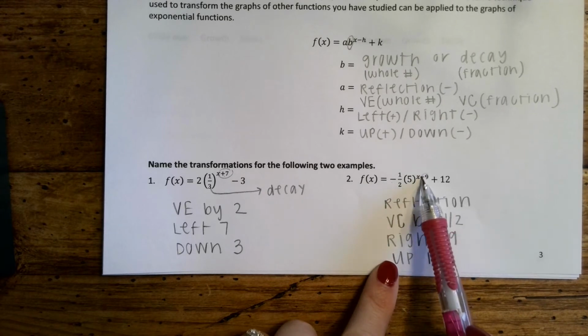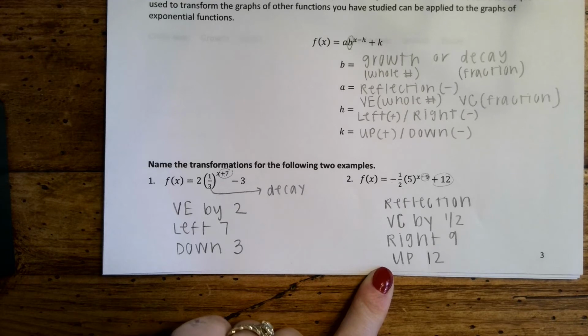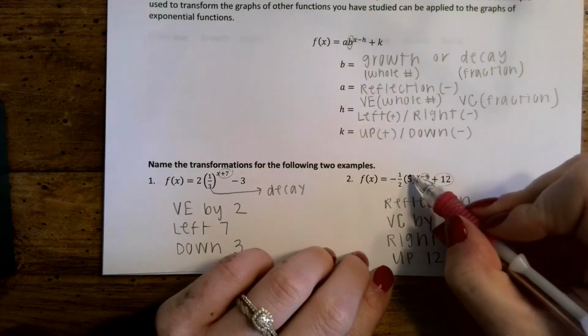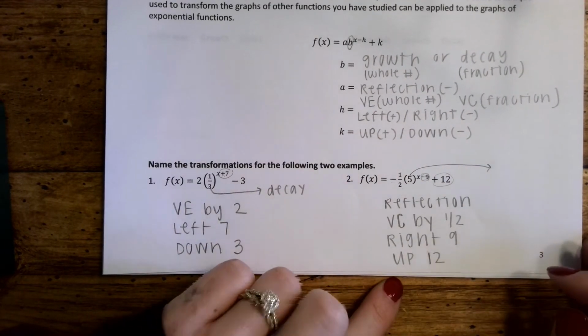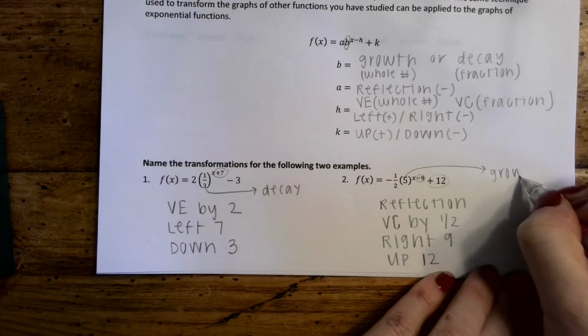Right, 9 is the opposite of a minus 9, and the plus 12 gives me up 12. The problem didn't ask for this, but you might have also wanted to say whether this was growth or decay. Because it's a 5, which is a whole number, this is an example of growth.